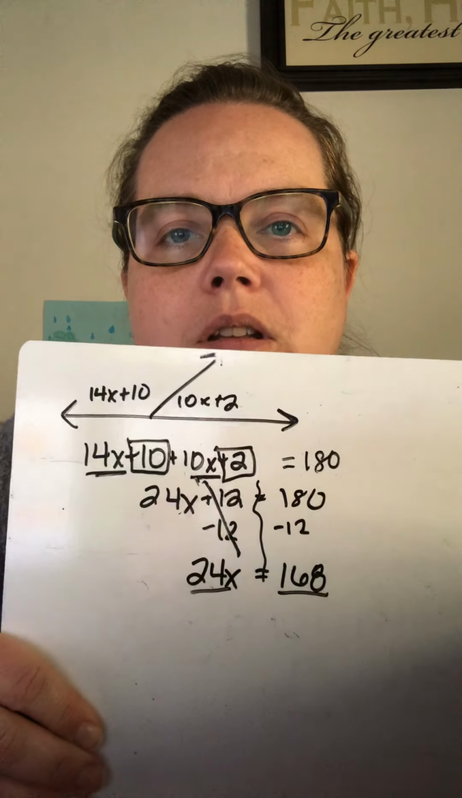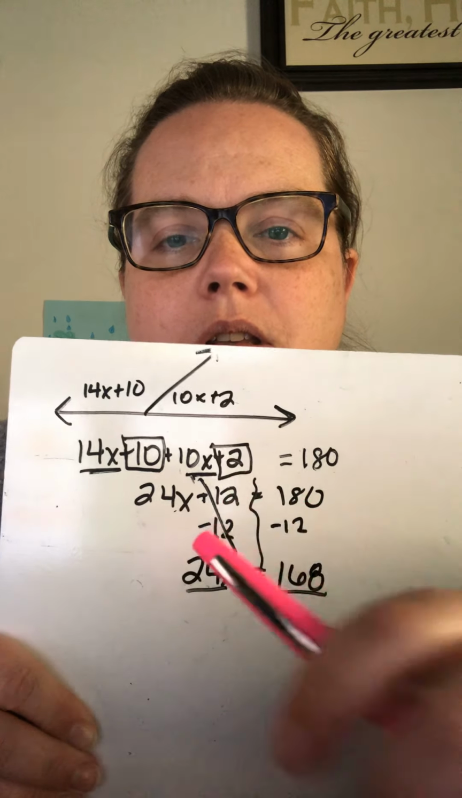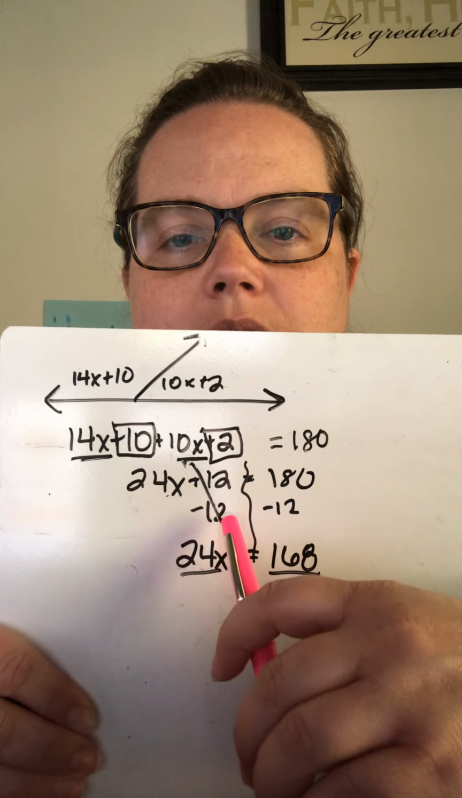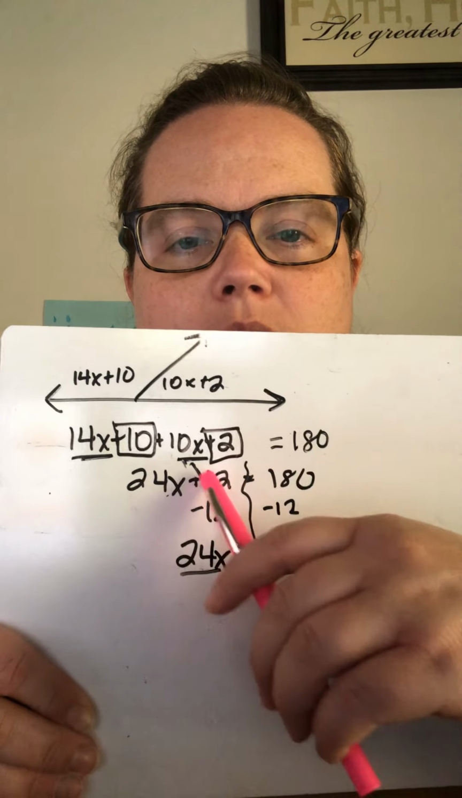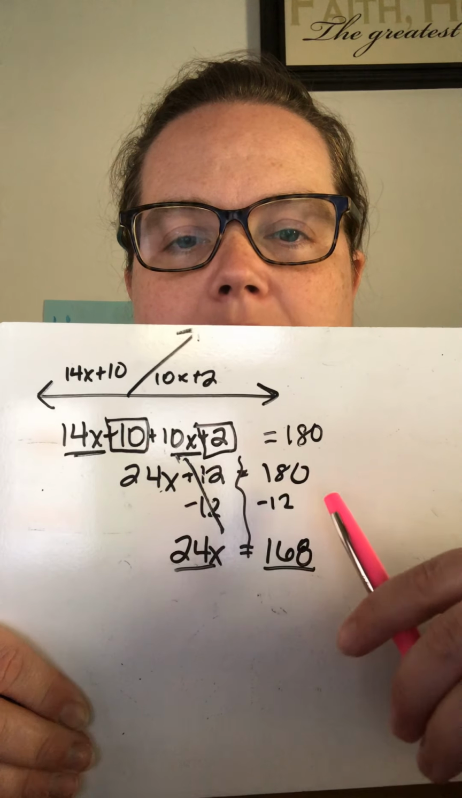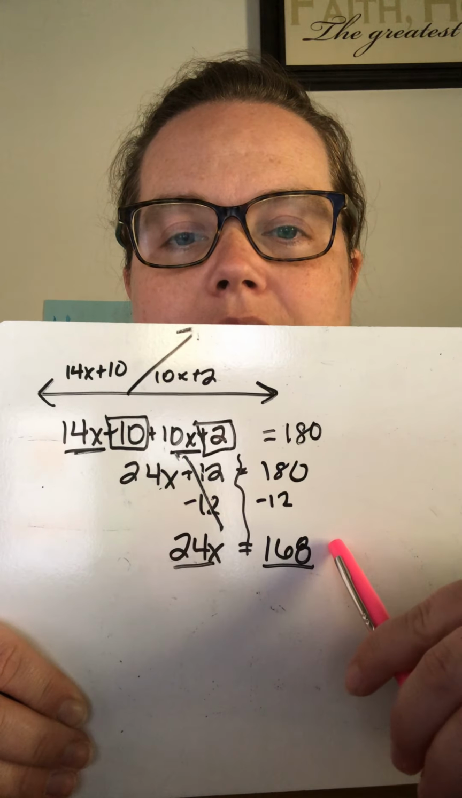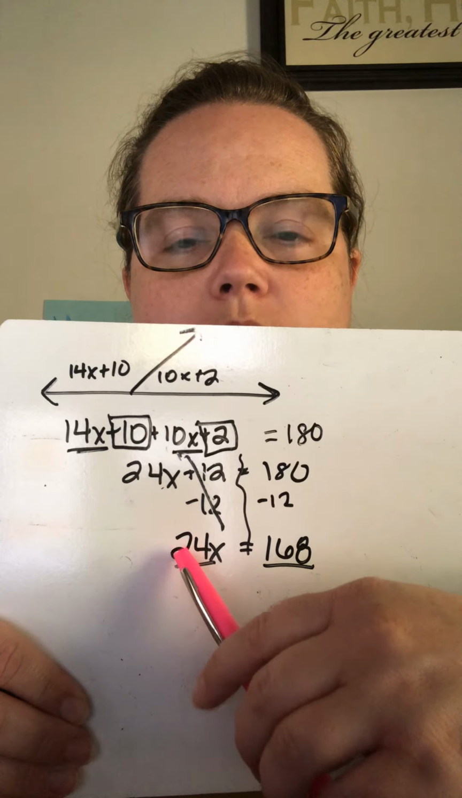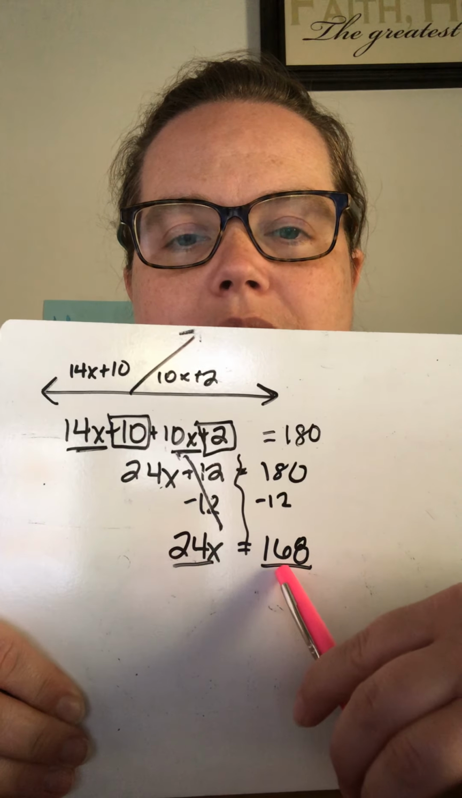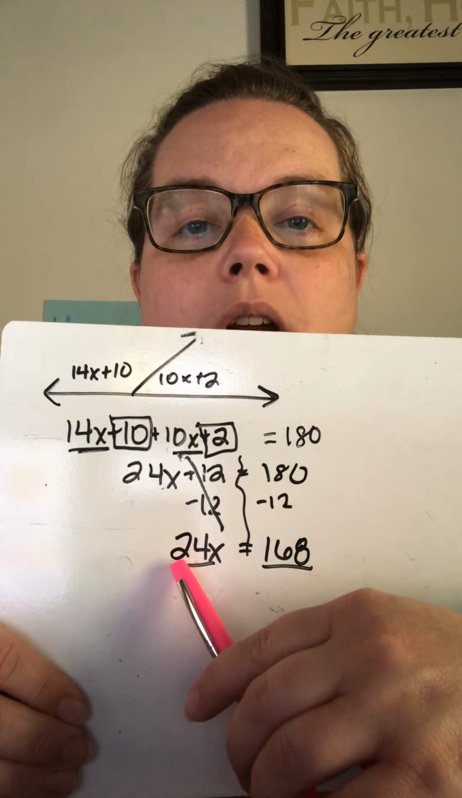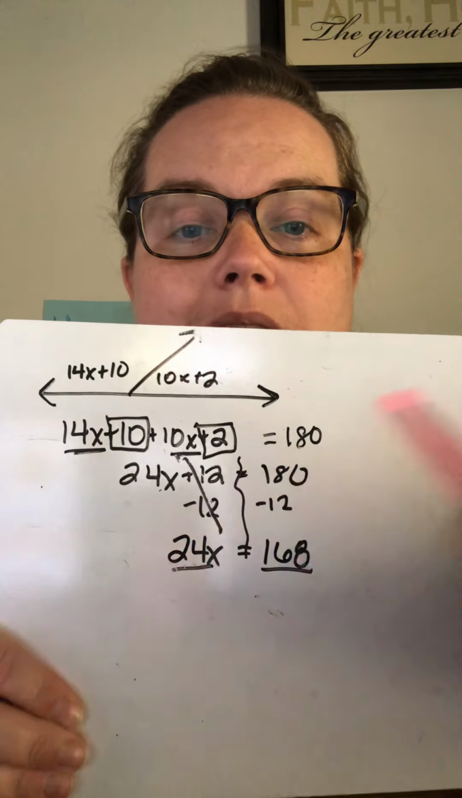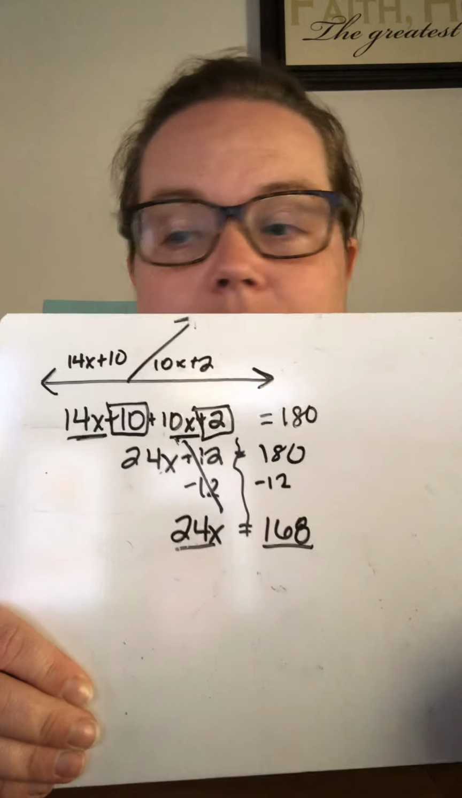I'm going to subtract 12 from both sides. So 12 minus 12 crosses out. 180 minus 12 gives me 168. I bring down that 24. 24x equals 168. And 168 divided by 24 gives me 7. So then x equals 7.